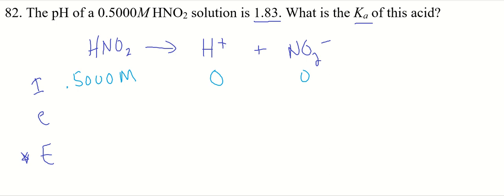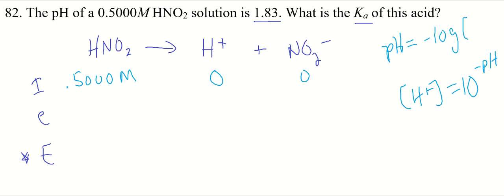So we can take the pH and find the hydrogen ion concentration. It's equal to 10 to the negative pH. That comes from the formula pH is equal to the negative log of the hydrogen ion concentration. So if you take the antilog and move the negative to the other side, you get what you get here.